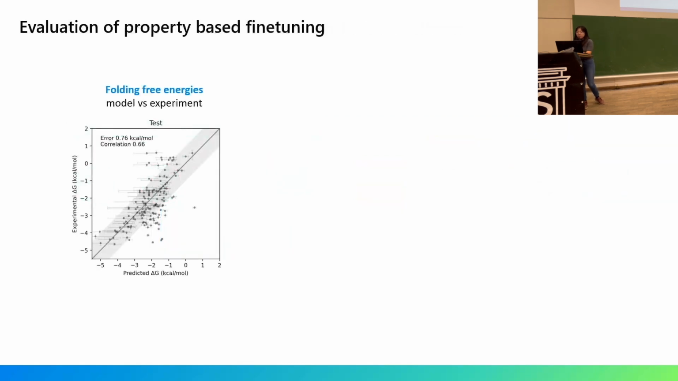Okay, so yeah, here are some evaluation results. So this is what we get on the test set of the delta G data set. The x-axis is our model predicted delta G, and the y-axis is the experimental result. So you can see that we actually get a pretty good error and correlation here.